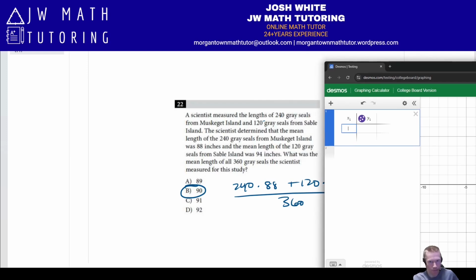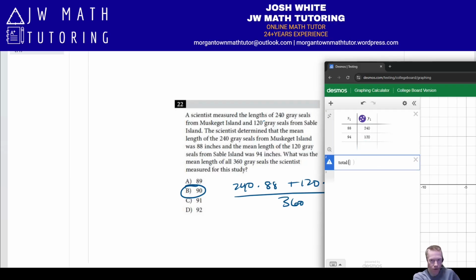So basically, the value, which is the mean length, will go in column A, and then the frequency, the total number, will go in the second column, the Y column. And then what you type in is total x1 times y1. That basically says to multiply across each thing and then sum them up, which is essentially what I wrote out when I did the weighted average calculation, and then divide by the total of y1, which is again the 360, and notice you get the 90.